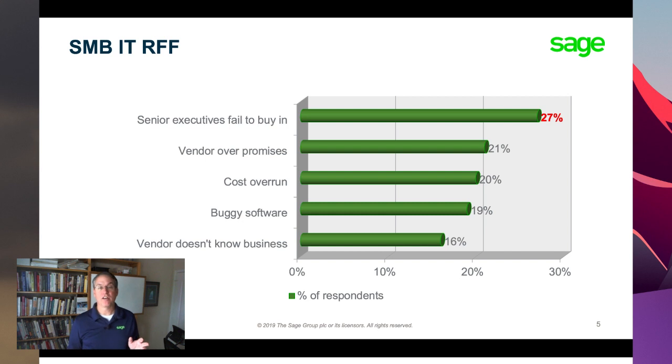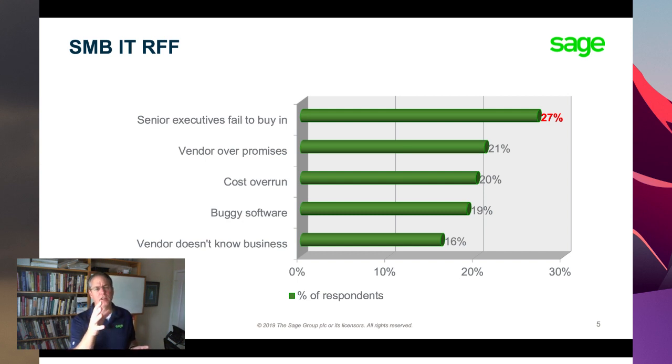SMB, IT, RFF. Okay, small and medium business, information technology projects, reasons for failure. So SMB, IT, RFF, but small and medium business, IT-related projects. This is the data, the research that's come back. And this is what we've learned.